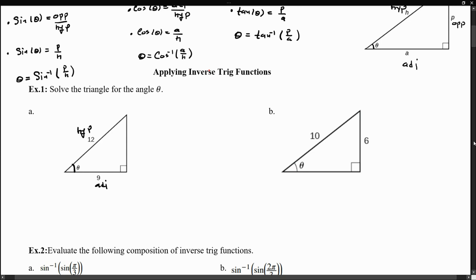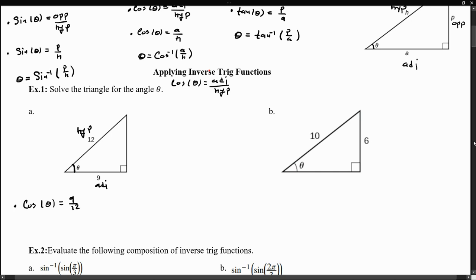So which of the trigonometric functions are we going to use? Well, we have adjacent, we have hypotenuse, so we definitely want to use cosine, because remember that cosine is equivalent to adjacent over hypotenuse. So let's just set it up. What we're saying here is that if I take the cosine of this angle, that's equivalent to my adjacent, which in this case is 9, over my hypotenuse, which in this case is 12.